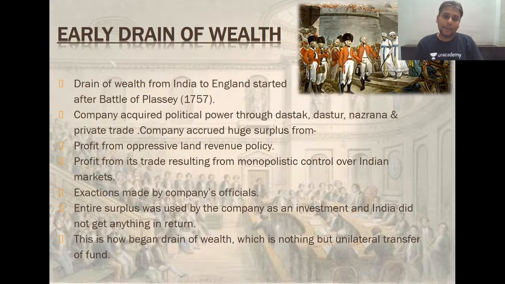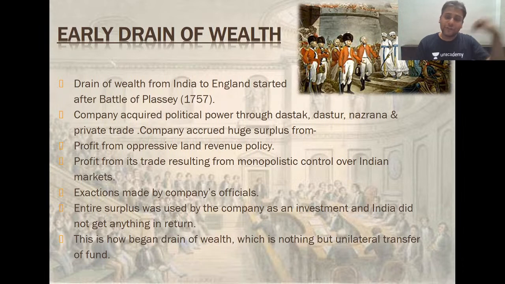Now it is said that the British started acquiring more and more territories in the region of Bengal. The company had already gained the trust of the Mughals, and the Mughals gave them Dastak, Dastur, Nazrana. What are Dastak, Dastur and Nazrana? Free passes.